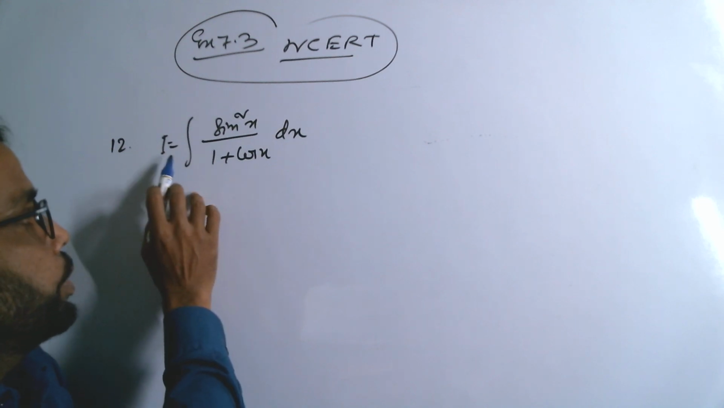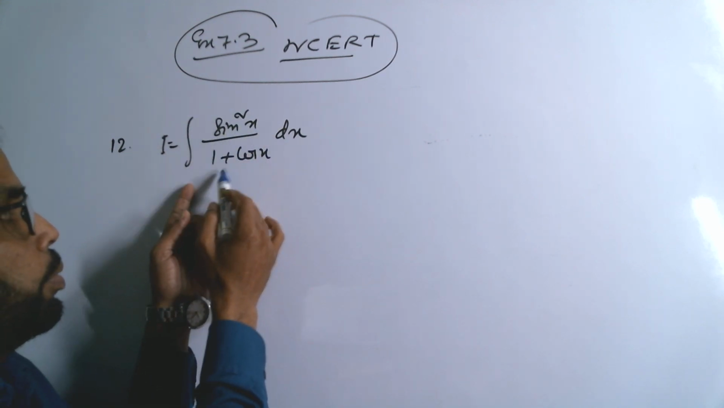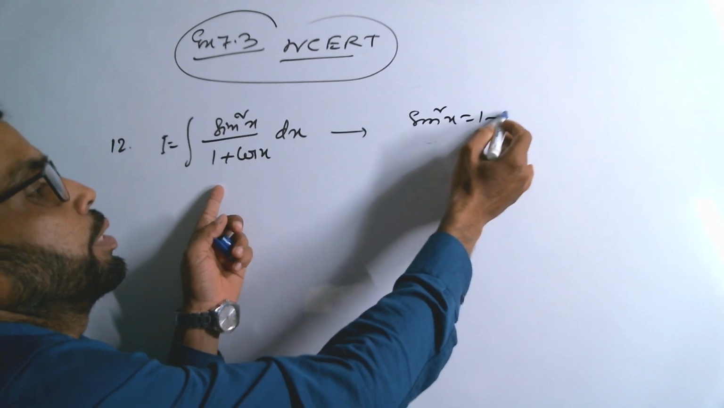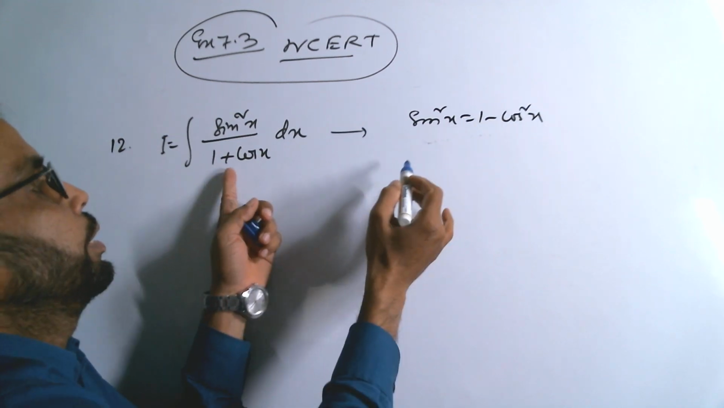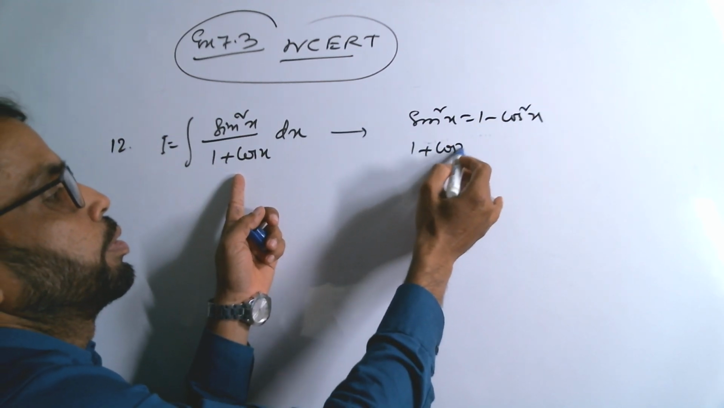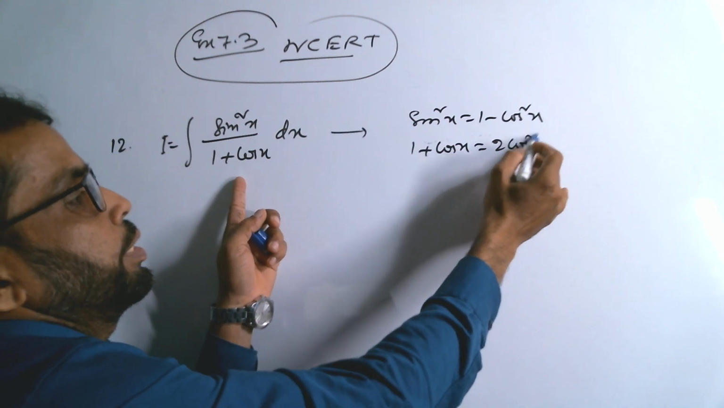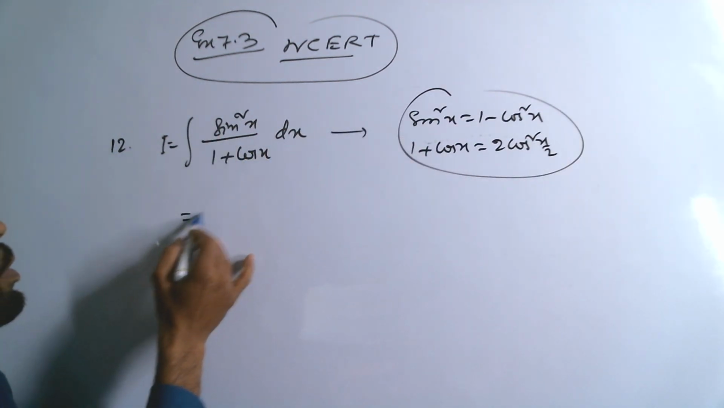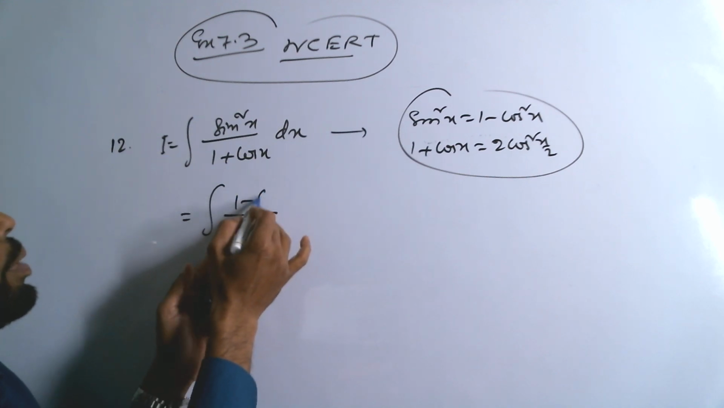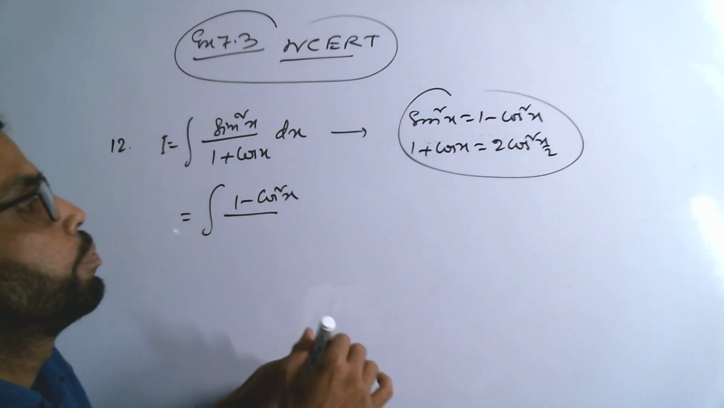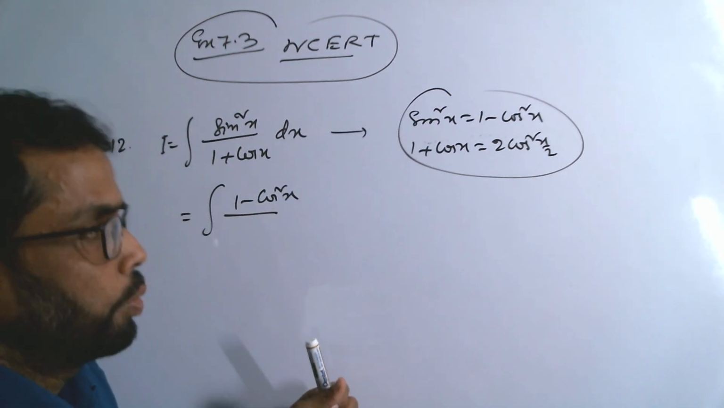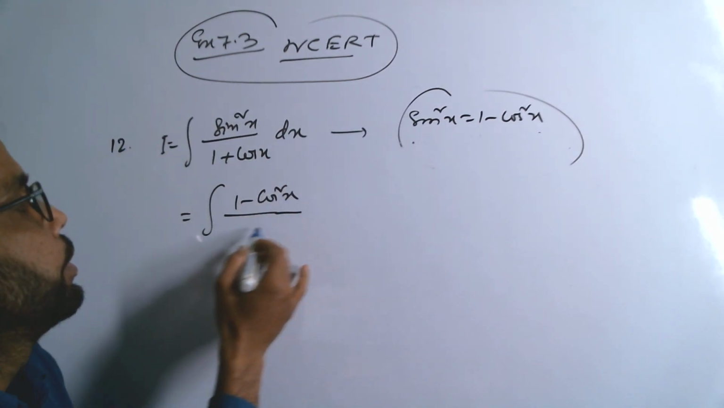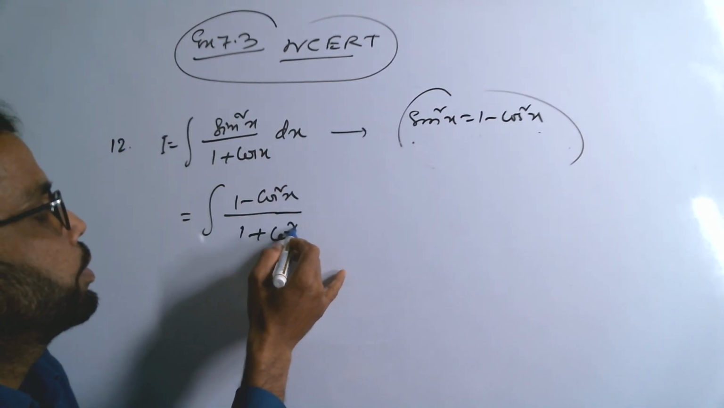The next question is sine square by 1 plus cos x. Here you will use the identity. Sine square is 1 minus cos square, and 1 plus cos x is 2 cos square x by 2. These are the identities we will be using here. Let us use sine square is 1 minus cos square. No, we do not need this identity. Denominator, we can get it easily, 1 plus cos x dx.